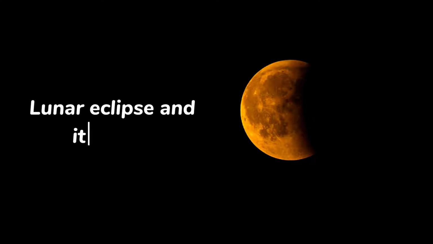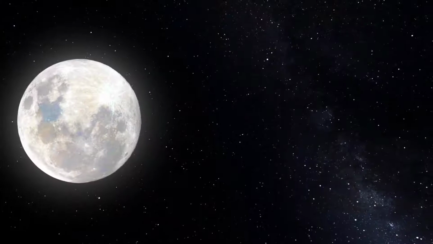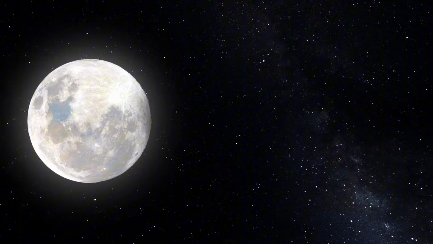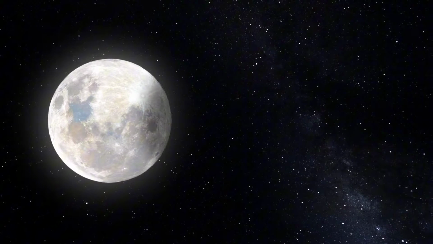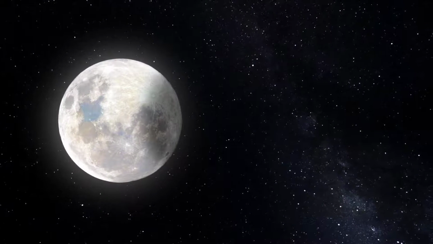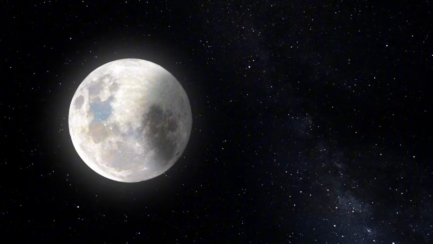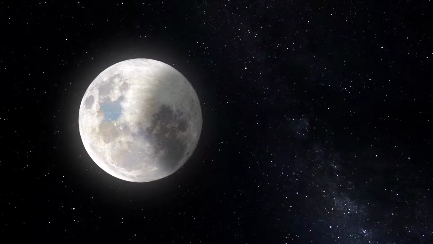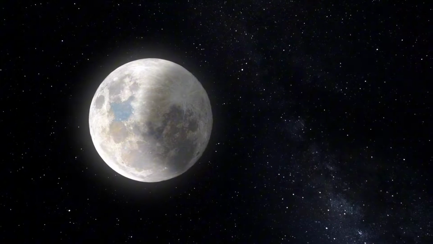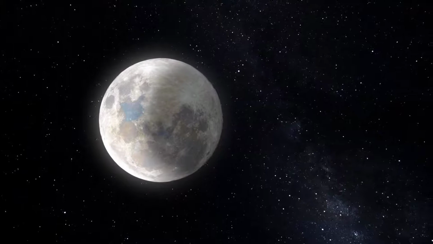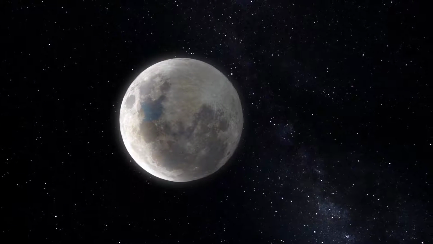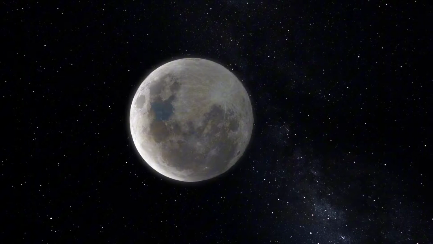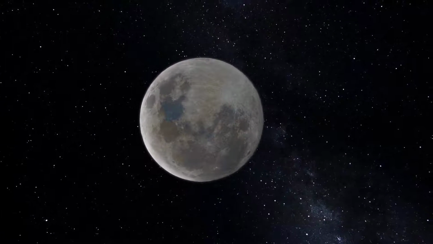So let's first understand about a lunar eclipse and its types. A lunar eclipse is an astronomical event that occurs when the moon moves into our Earth's shadow, causing the moon to be darkened, or we can say a subtle decrease in the moon's brightness because of its entry into the Earth's shadow. A lunar eclipse can only occur at full moon, and only if the moon passes through some portion of the Earth's shadow.